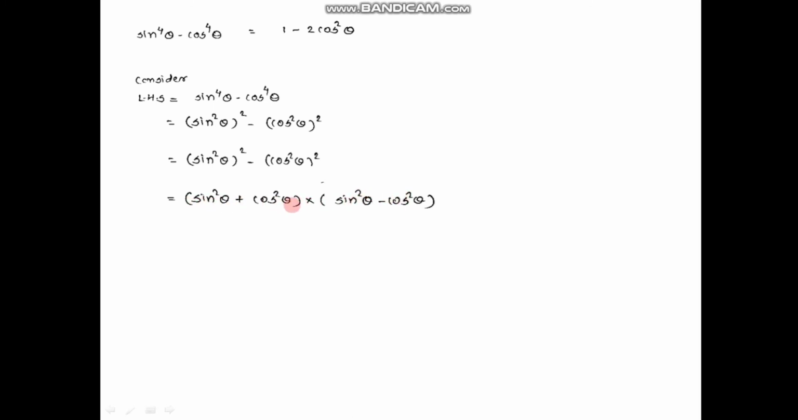Now for this one we have one substitution. Sin square theta plus cos square theta is equal to 1. That is the first trigonometric identity. So instead of this we can write 1 into bracket sin square theta minus cos square theta. So that is equal to sin square theta minus cos square theta, because this bracket into 1 will give the bracket itself. Now again we have one substitution for sin square theta, as sin square theta plus cos square theta is equal to 1, which is the trigonometric identity.